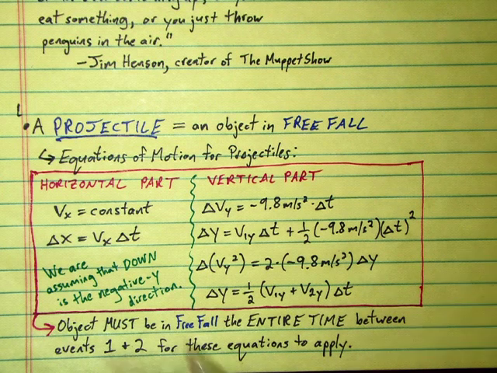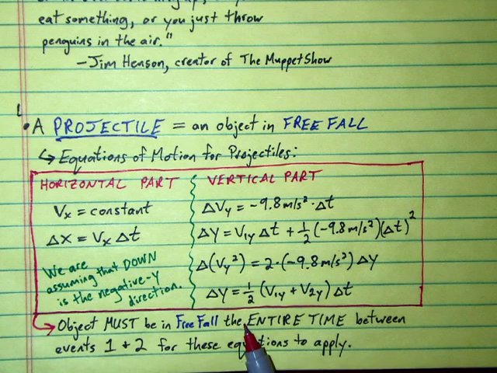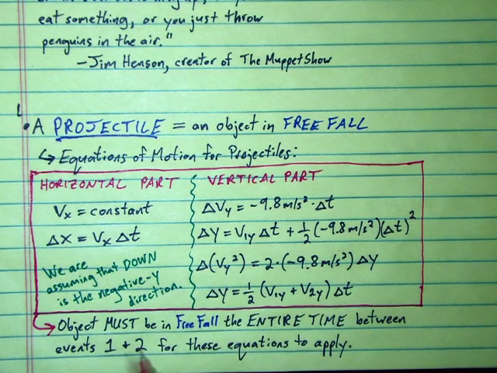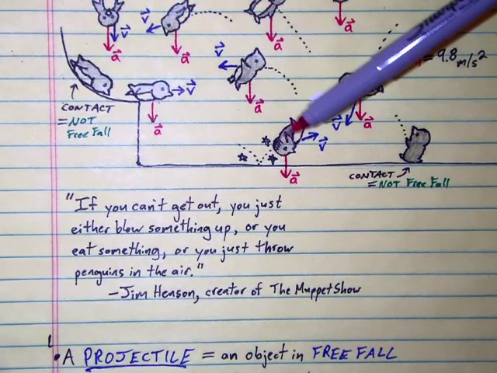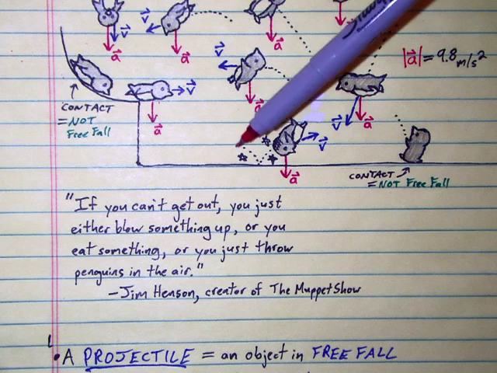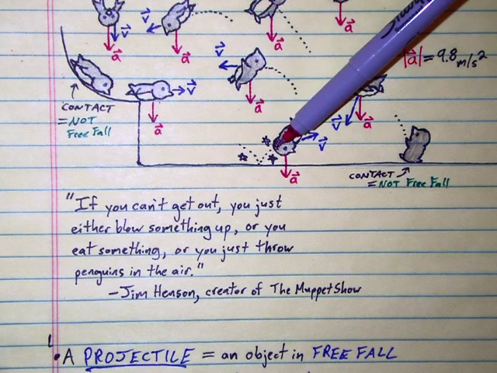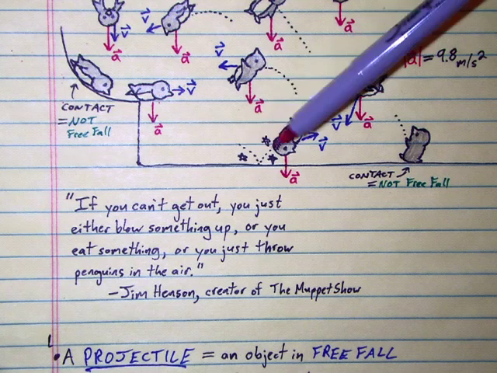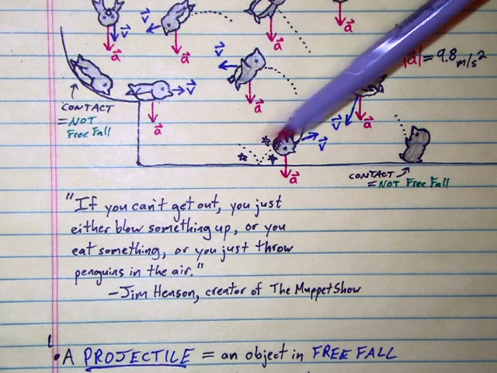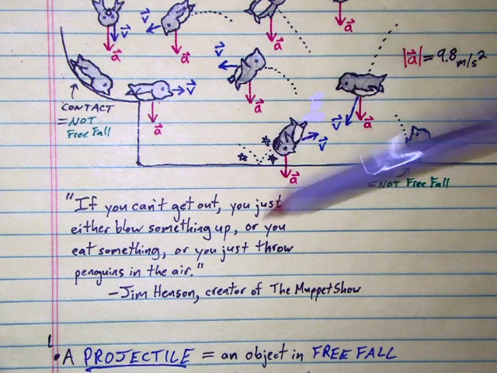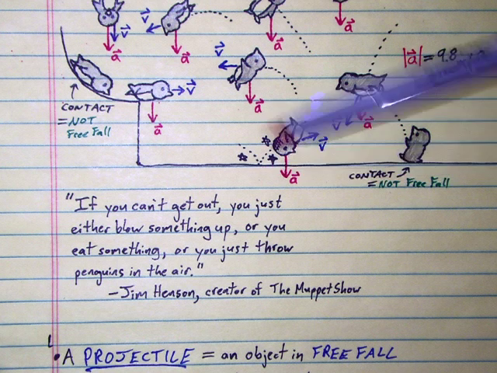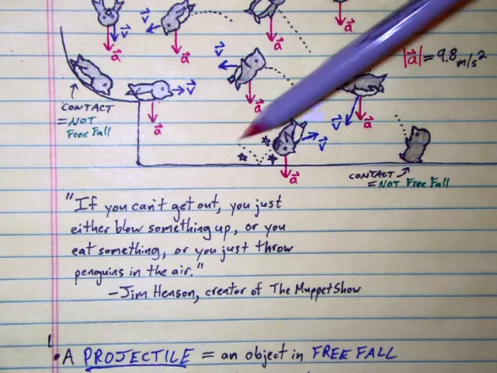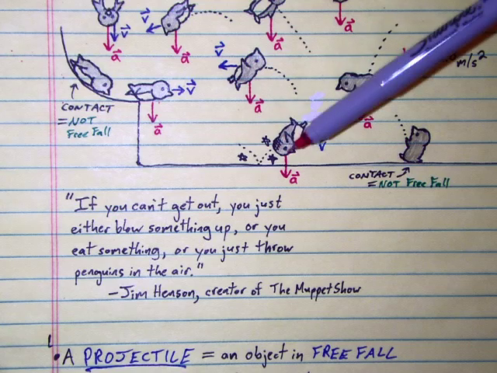And one last key point, an object must be in free fall the entire time between events 1 and 2 for these equations to apply. So for instance, this penguin right here, we could not apply those equations to the moment when he was here and the moment when he was here. Although he's in free fall here and here, in between these two events, he hit the ground, so he was not in free fall during this time. Therefore, we could not apply the equations of motion to this penguin from events here to here, because he wasn't in free fall the entire time.